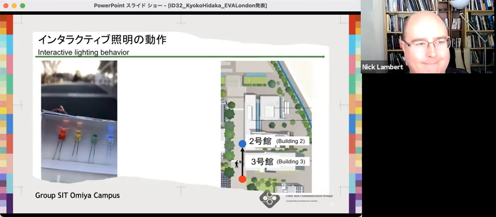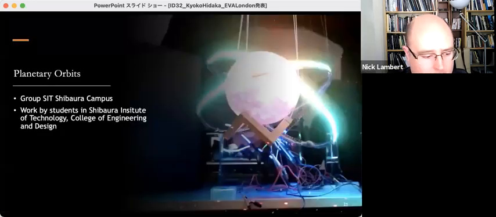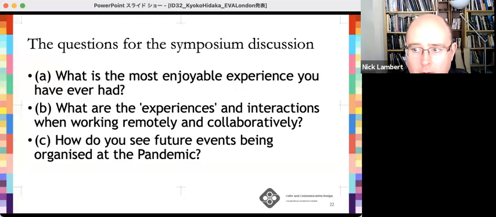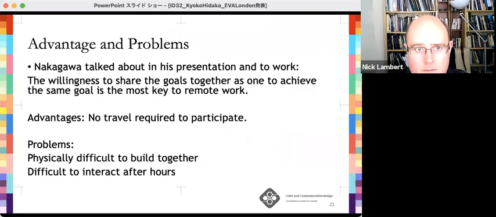So that's okay. So yeah, they also had interactive lighting. They had their own experiments, and here's our team. They did the work called planetary orbits to symbolize the workshop. So, the questions we have, we asked these questions to the speakers. And here's a summary of the advantages and problems during the series of the workshop and the symposium.